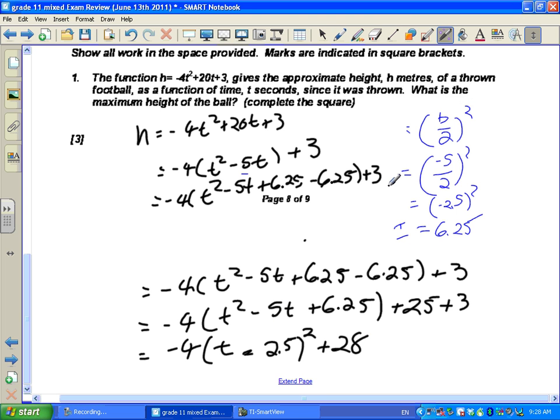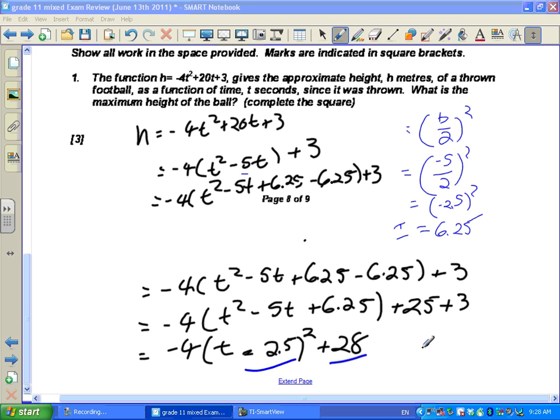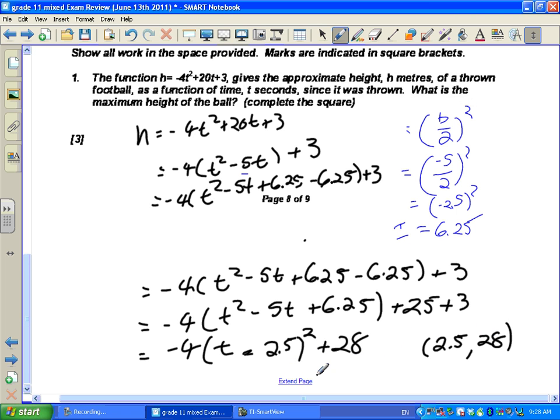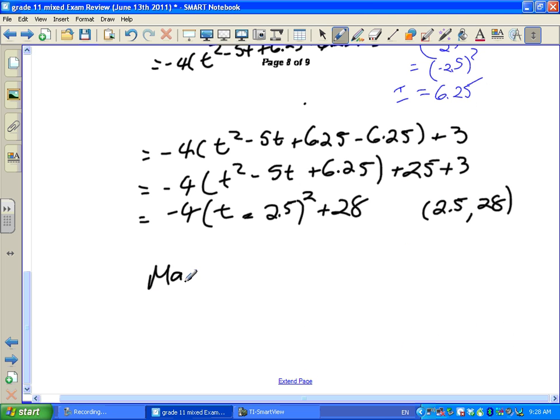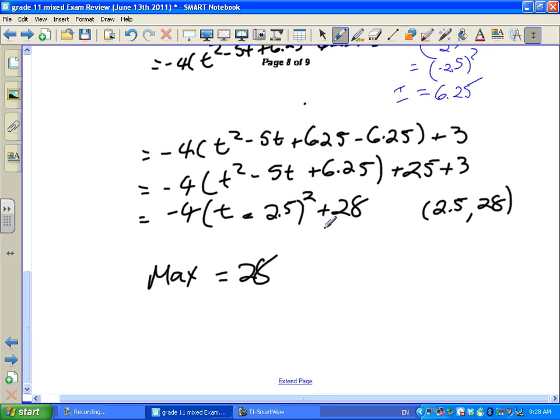This is now vertex form. This is my x value and my y value. So if I was to write the vertex, because this is negative, my actual vertex is positive 2.5 and 28. So the max height of the ball is 28 feet, meters? What do they do it in? Meters? Oh, wow. Meters high.